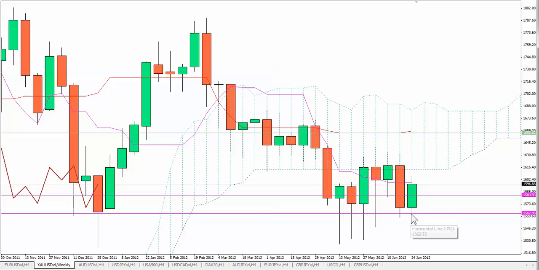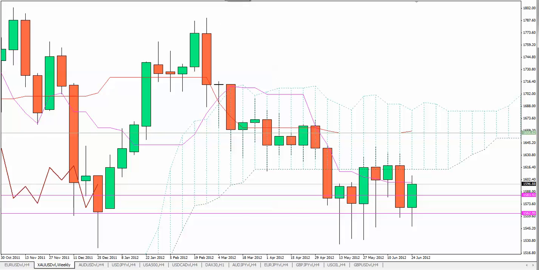We see that price hasn't been able to get into the cloud. We still have the 9 period MA underneath the cloud, candles underneath the cloud, and this lag line has interacted with these bottoms here. It's not above, it's not below, it's just interacting at the moment. So this chart is still fairly bearish.